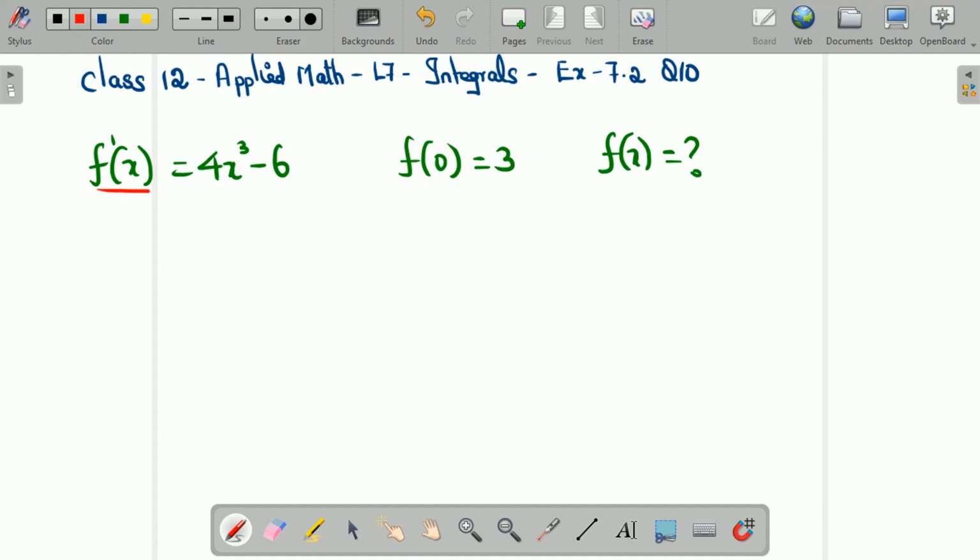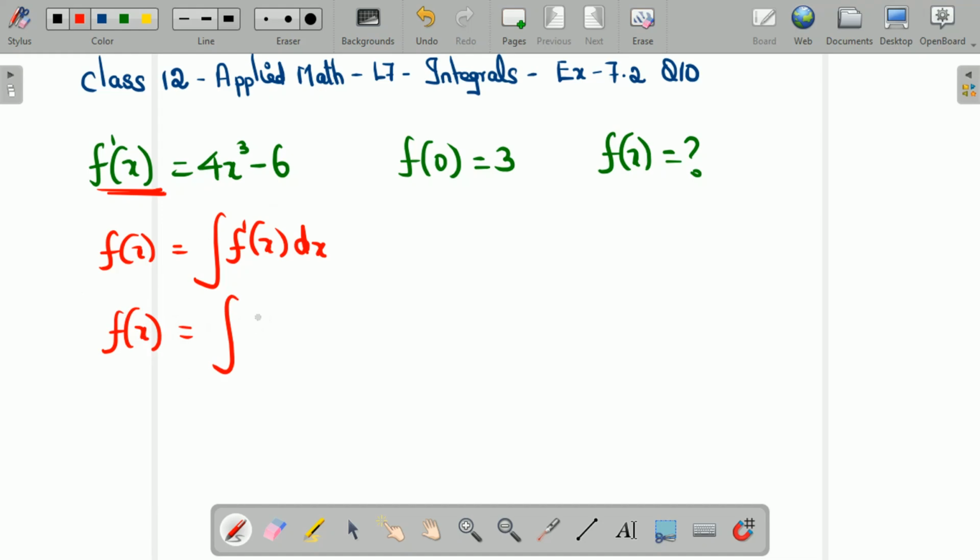First, let's understand this notation of f dash of x. f dash of x is nothing but f of x after undergoing differentiation. This is how you write it. So in order to get back f of x, you should be integrating f dash of x. This is because integration is the reverse or converse of differentiation. So here, in order to get f of x, let's integrate.